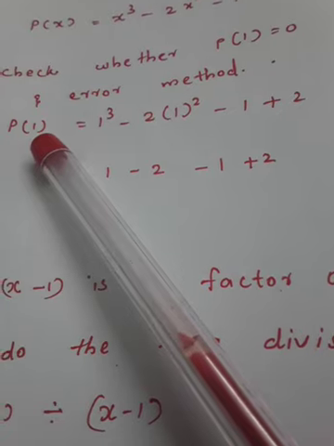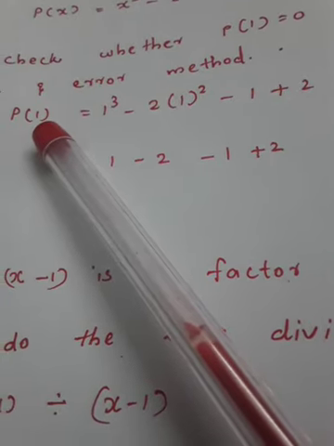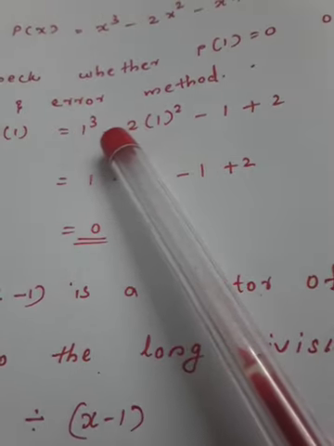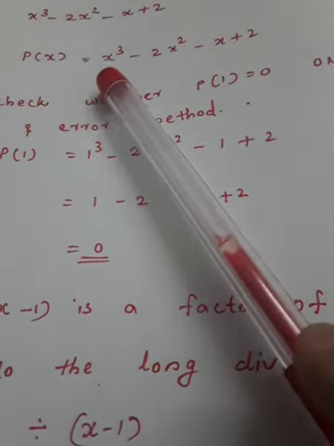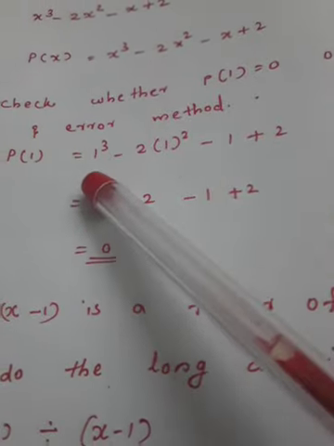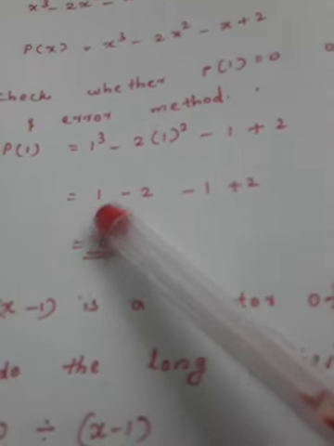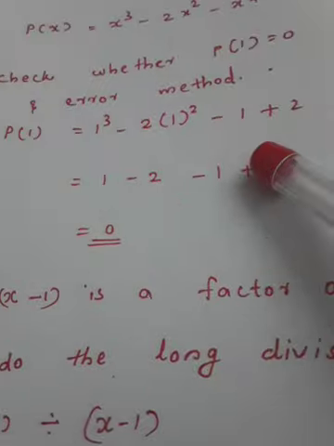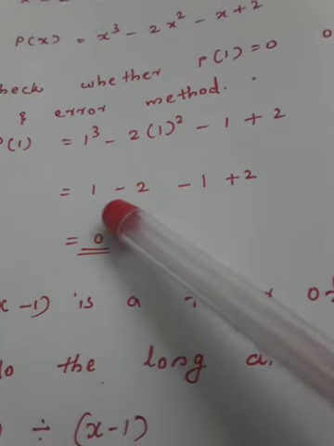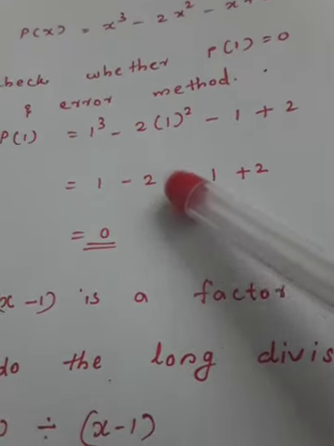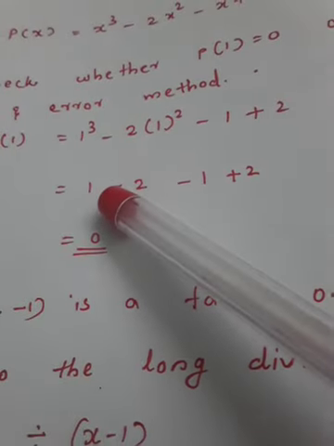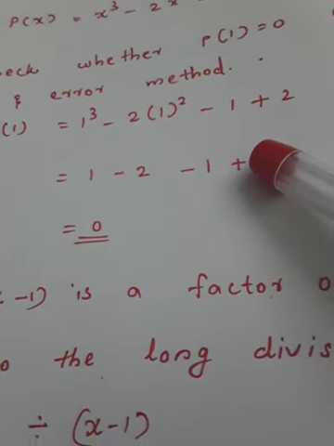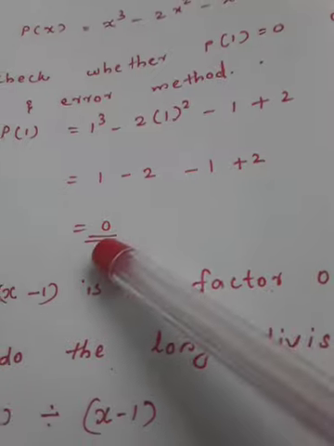So here first we can find p of 1. So 1 cube minus 2 into 1 square minus 1 plus 2. Just substitute the value of x as 1. So 1 minus 2 minus 1 plus 2. What will be the answer? 1 and 1 will be cancelled. Sum of a number and its additive inverse will be 0. Negative 2 and positive 2 also will be cancelled. So here the answer is 0.